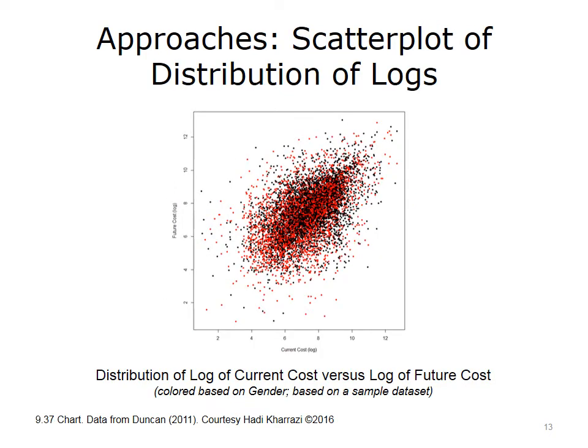Scatterplots can also be constructed to show the relationship of current cost of a given population with the future cost of the same population. As shown in this diagram, it seems that there is a linear relationship between these current and future costs. Note that genders are represented by different colors in the scatterplot.